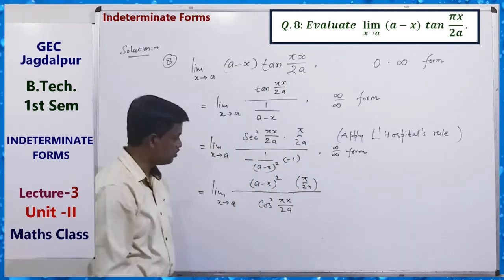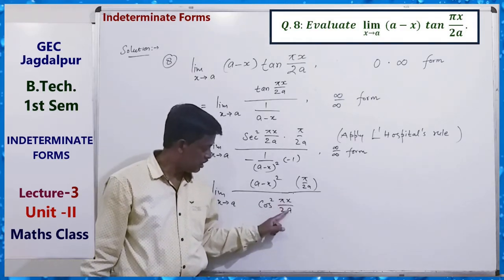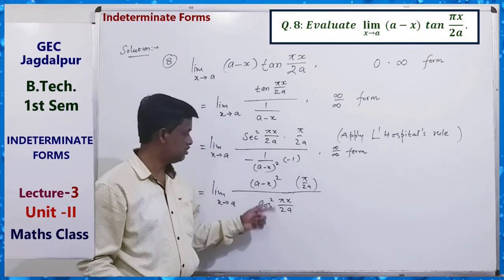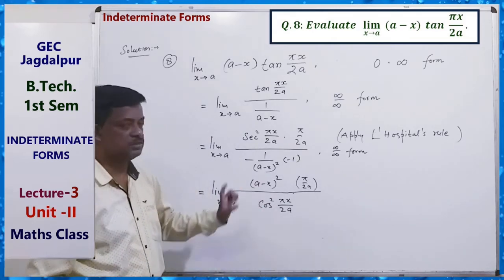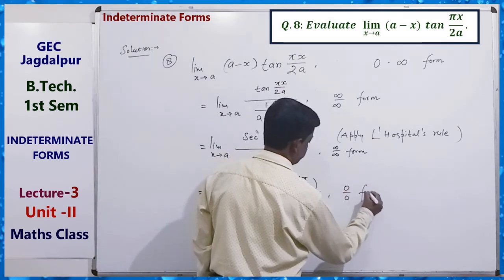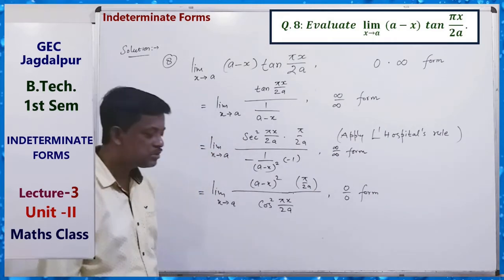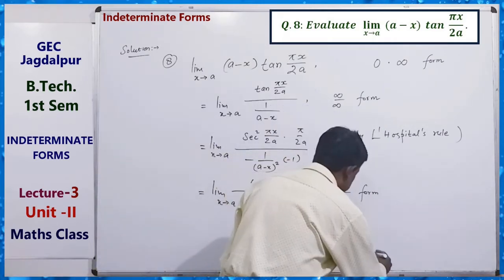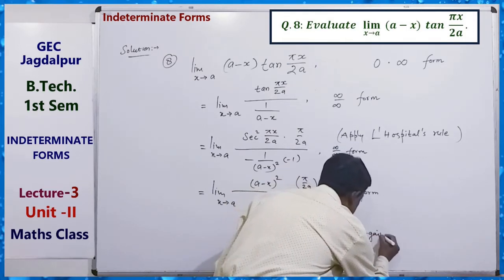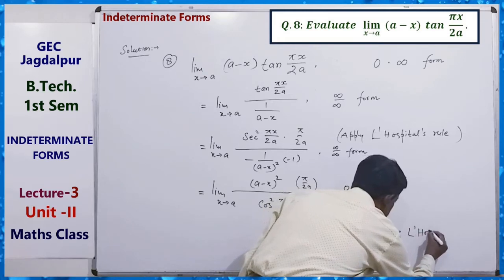This is what, in which form? Just x tending to a, by a cancel, cos 90 means 0, this is 0, this is also x tending to a, this is 0. So 0 by 0 form. Now differentiate. Again, use L'Hospital rule.